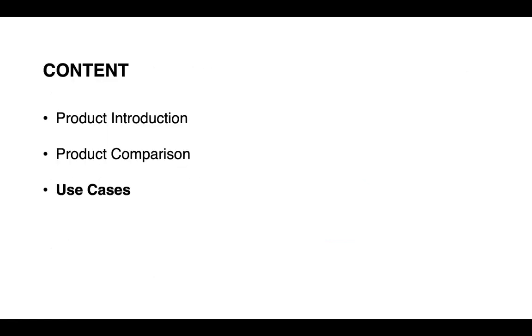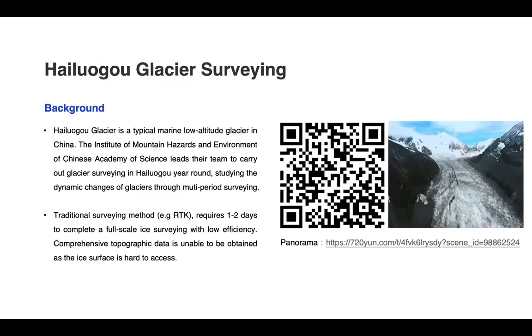All right, so now we understand the product, we understand how it stacks up with some of the current systems that have been on the market. And now going to get into some use cases from across the globe. So that's one of the great things about DJI being a global company. We're able to work with end users in a variety of areas to test and verify the ability of our products. So first one here is the Hailuogou Glacier survey.